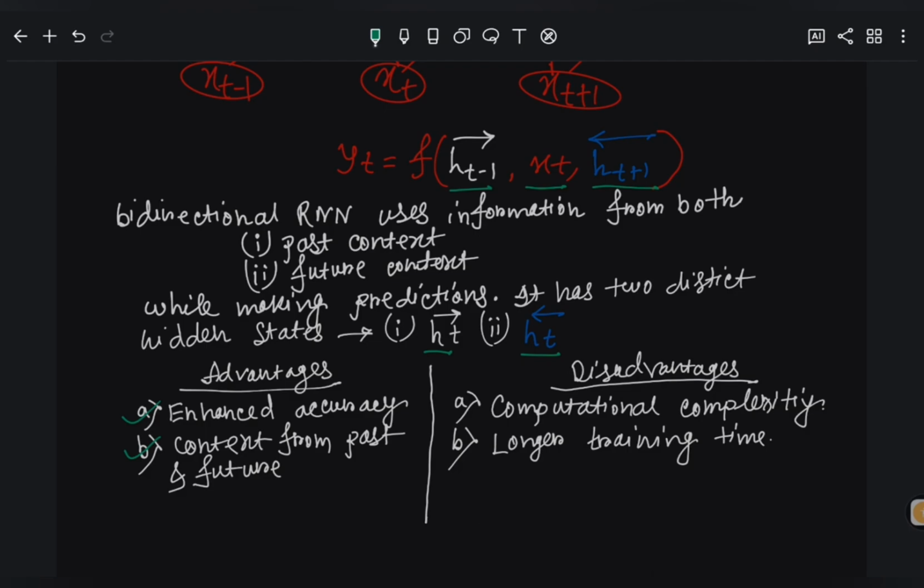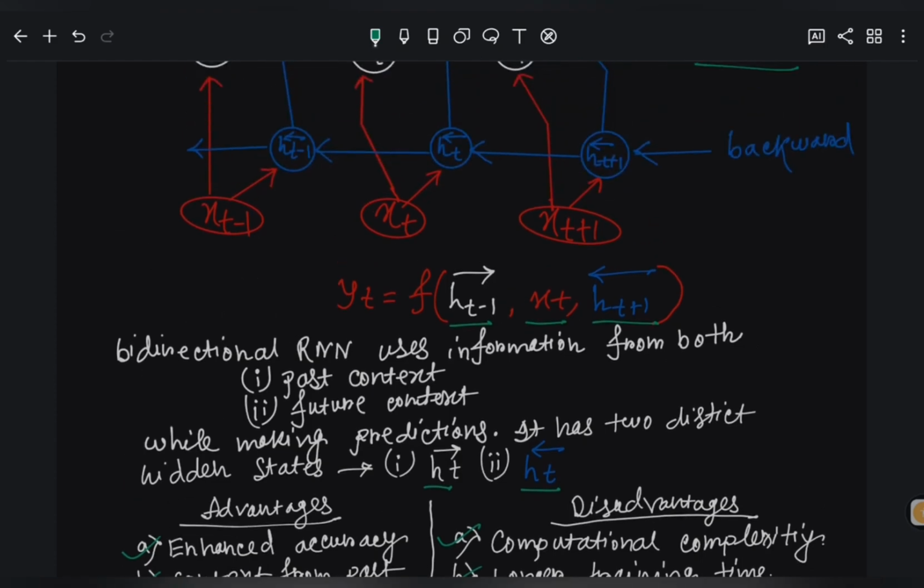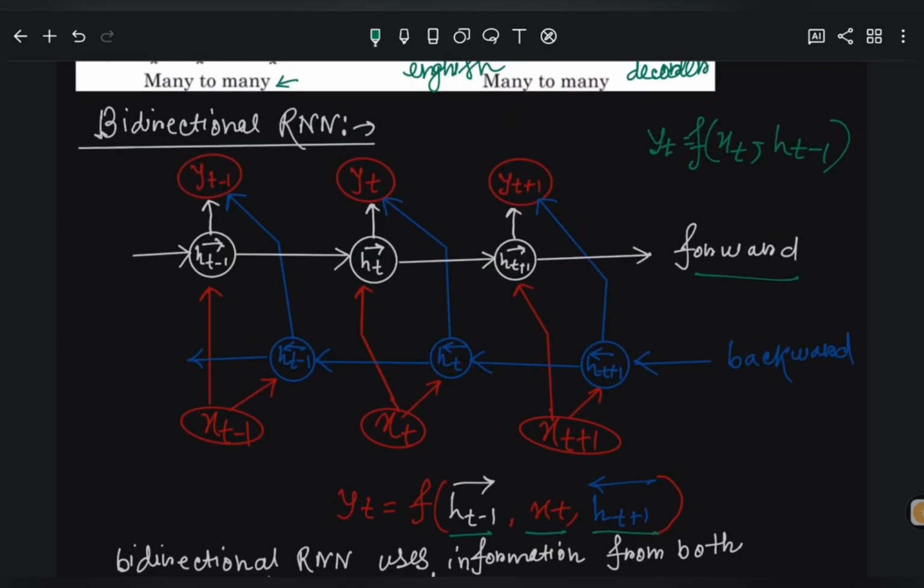But it also comes with certain disadvantages. As we are calculating the context from the backward and forward directions, it will have additional computational complexity, right? And it will also take longer training time, because it needs to calculate the hidden states from the backward and forward directions, right? So these are the things which I wanted to let you know.